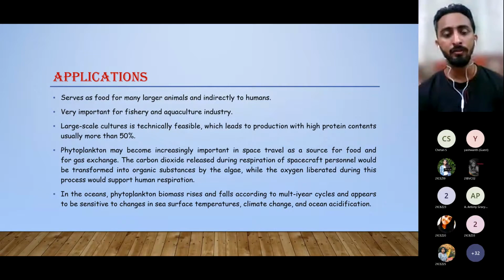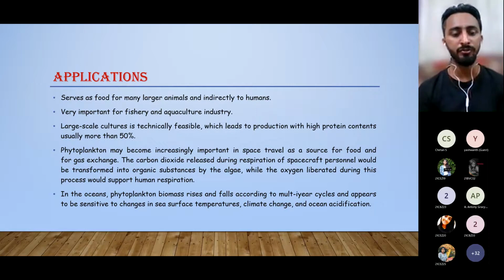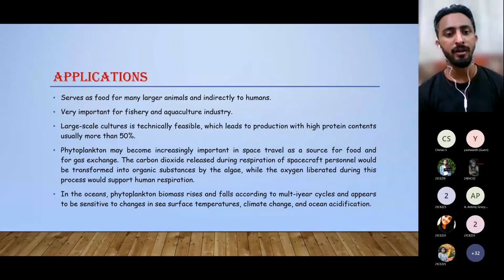Next, another important application of plankton is in the fishery and the aquaculture industry. Phytoplankton and zooplankton are used as feed for various fishes which are cultured in the aquaculture farms and ponds. So they are very important and help in the growth of the fishes and provide the necessary nutrients for the fishes as well.